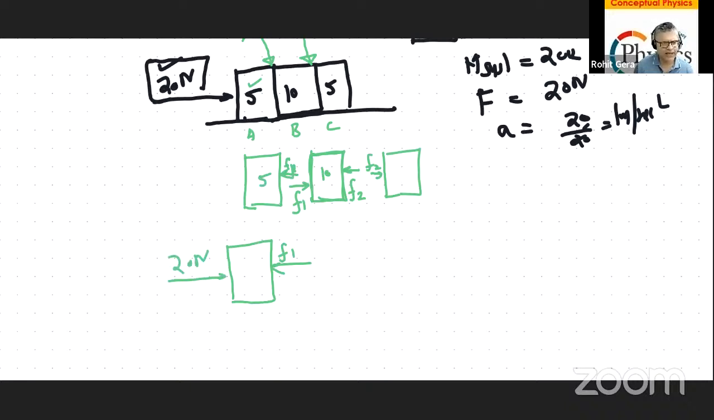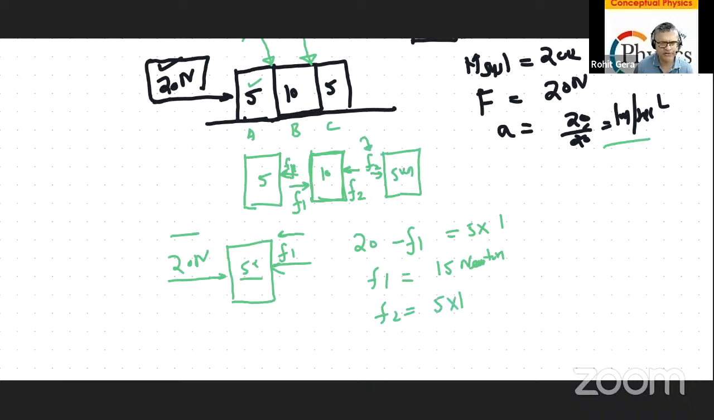So if I want to calculate F1, I know the mass is 5 kg. I will write Newton's second law: 20 minus F1, because these are vectors, is equal to 5 into a, which is 1 for the overall system. So F1 comes out to be 15 Newtons. Let's look into F2. Let's look into the last mass, 5 kg. What is F2 going to be? This is the only external force to which the 5 kg is being exposed. So 5 multiplied by 1 is equal to 5 Newtons.